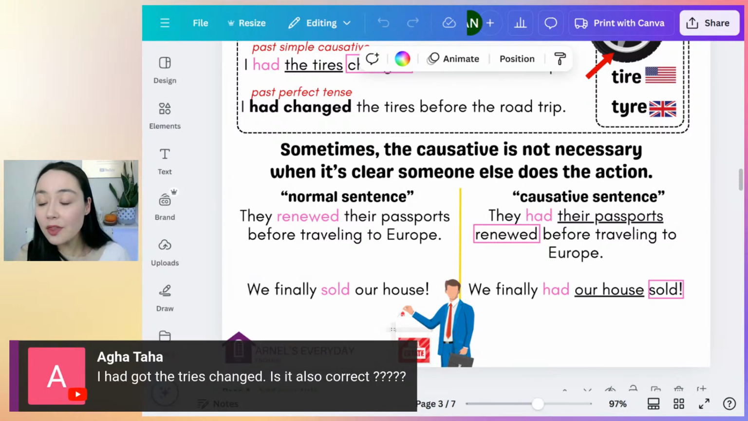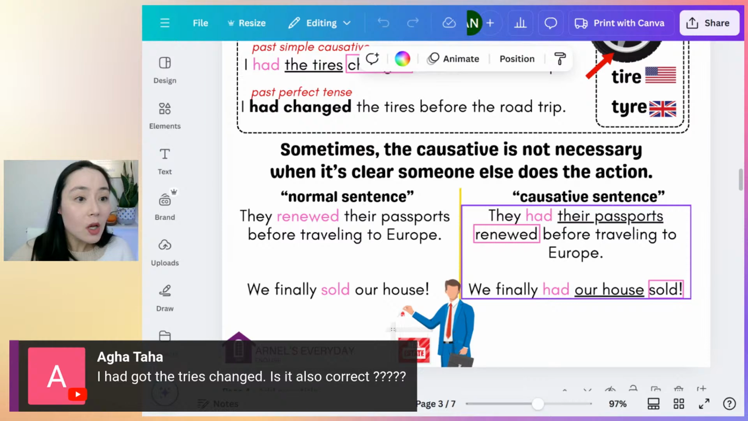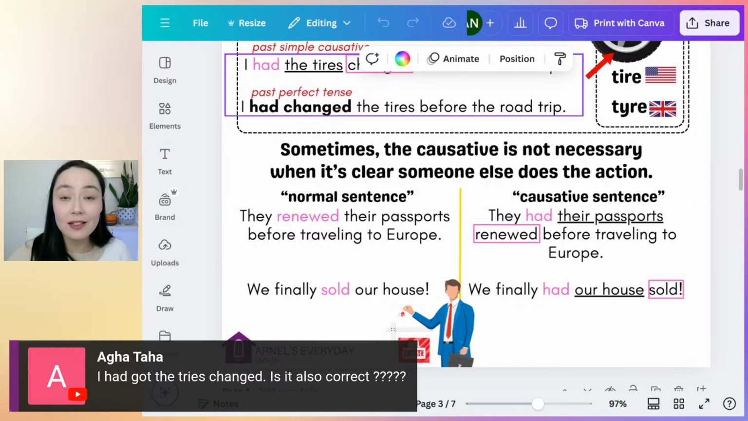Aga, I had got the tires changed. Yes, that's also correct. Had got would be the past perfect. You can say I had got, which is more British, or I had gotten, which is more American, but it's correct. That's just the past perfect tense.